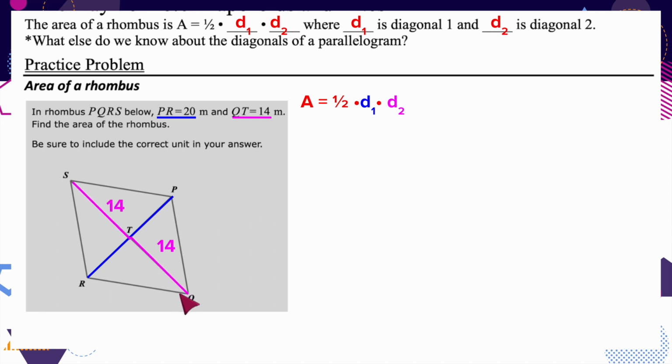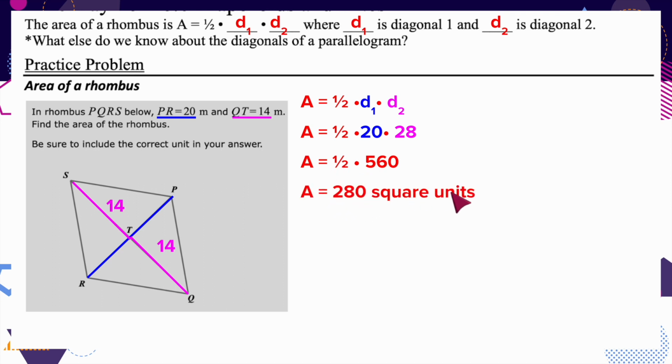So we do know the entire diagonal. Diagonal 2 is 14 plus 14, which is 28. And they gave us the whole other diagonal. The blue one is 20. So I know both the pieces I need to calculate this. So I'm going to go 20 times 28, and I get 560. And I'm going to divide by 2. So I get 280 square units. So this is how you calculate the area of a rhombus.